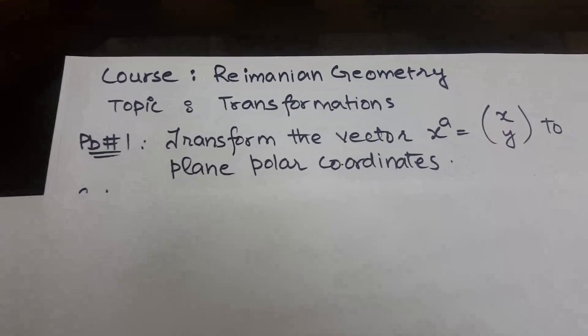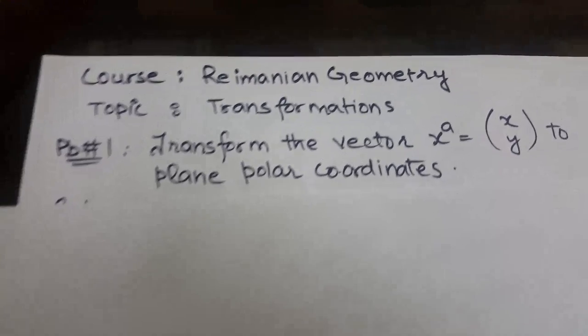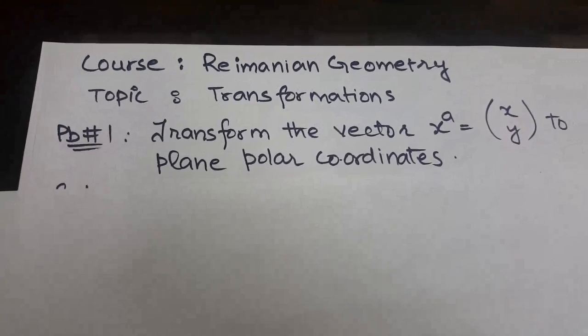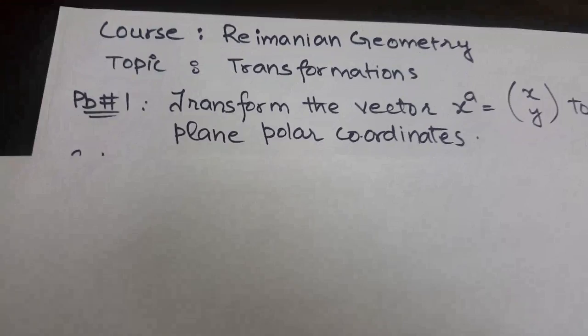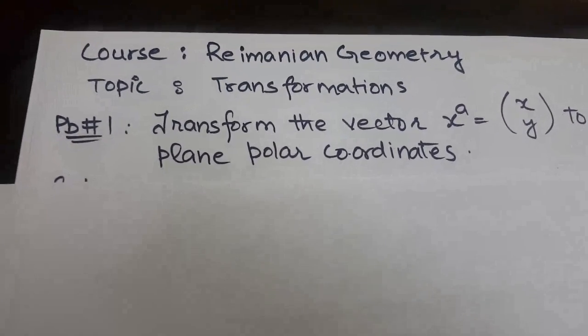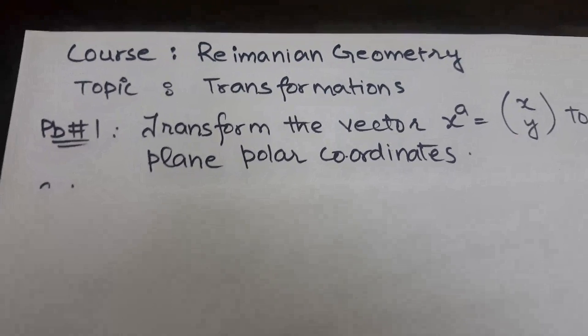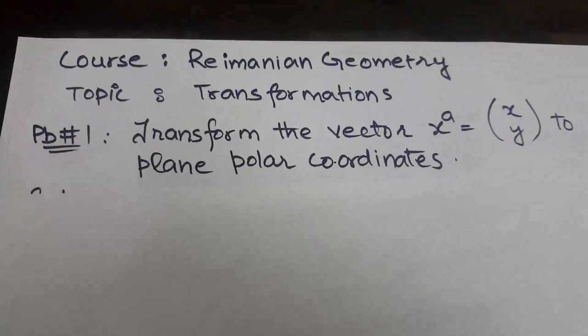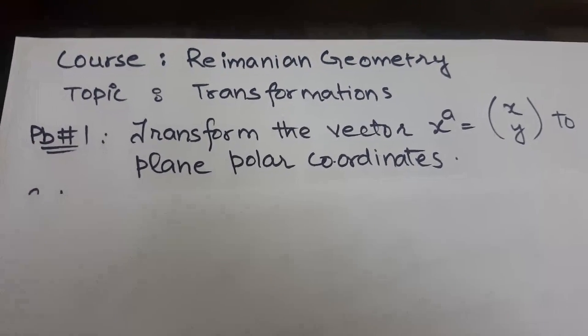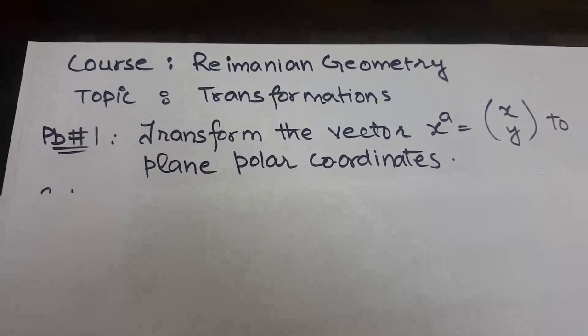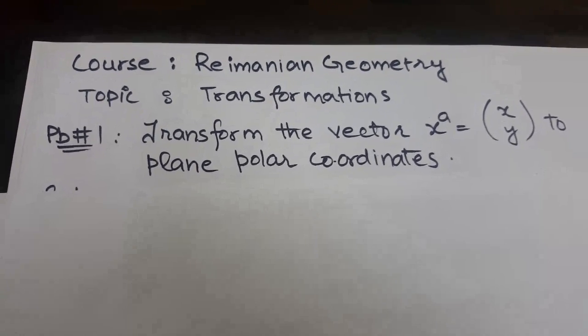Today we are going to discuss an important topic from the course of Riemann geometry, a topic we have: transformations. What actually transformation is, that is how we use in this course, is how to transform a vector from one system to another system. We have basically three systems we often work with, that is Cartesian system and polar system, spherical system and cylindrical system.